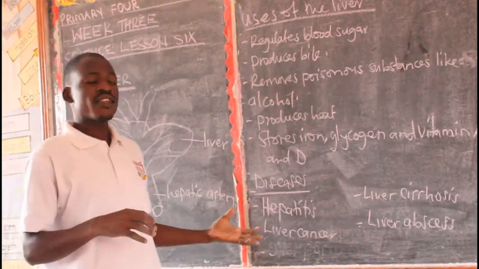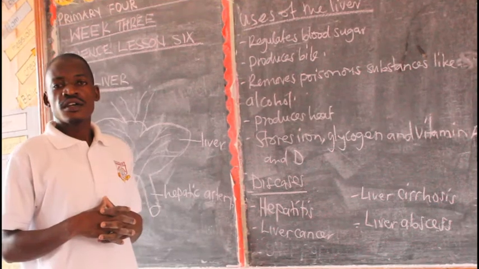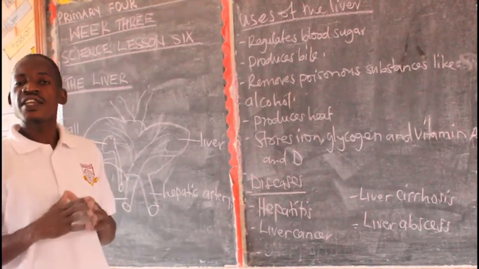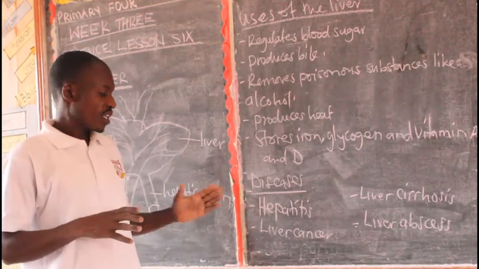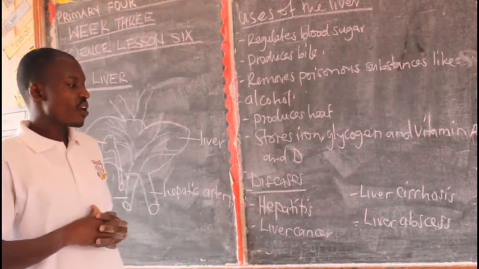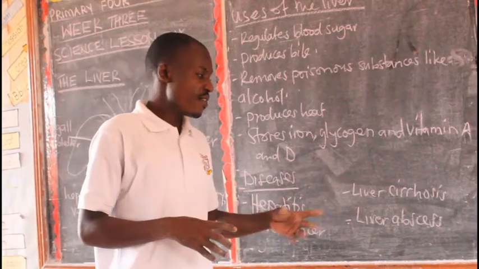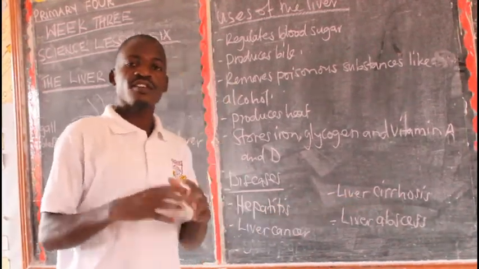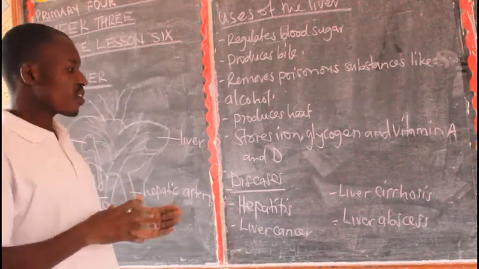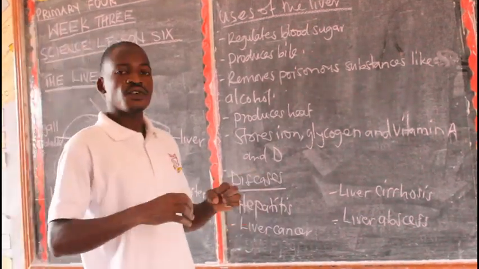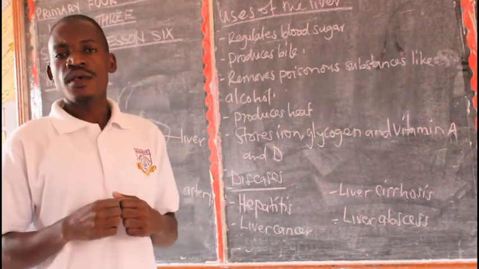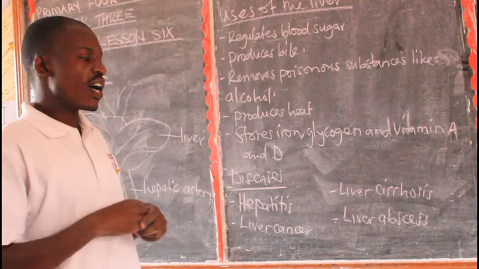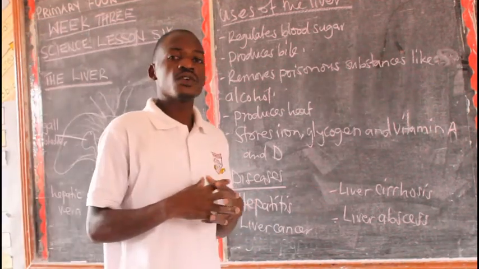Then we have liver cancer. We have all heard about cancer. Cancer can affect any part of the body. So it can also affect the liver, and we call it liver cancer. We have liver cirrhosis. This one is read as cirrhosis. Liver cirrhosis affects the liver, but it is caused by drinking too much alcohol. When you have high consumption of alcohol, it affects the liver and causes the disease called liver cirrhosis.